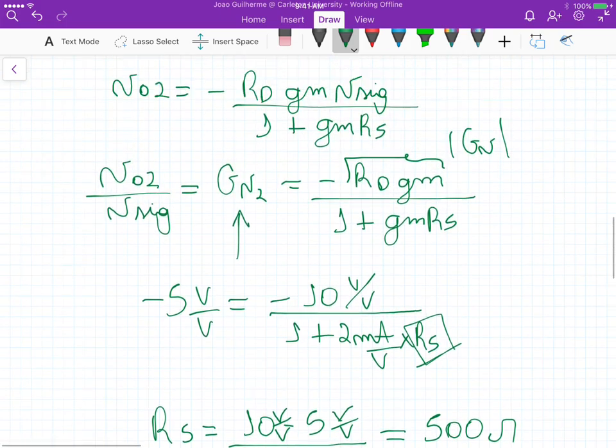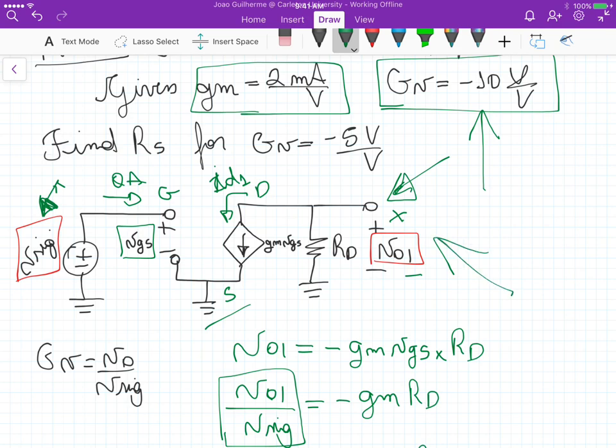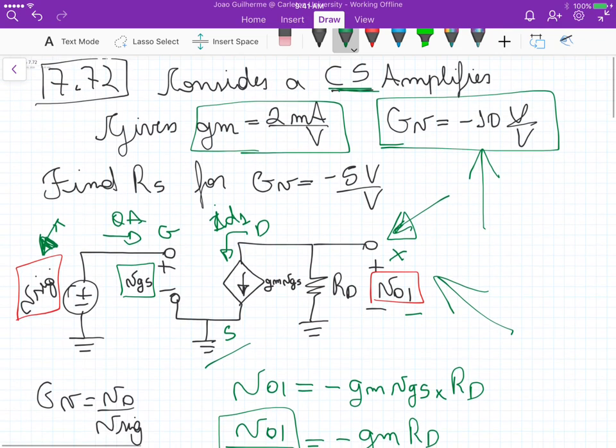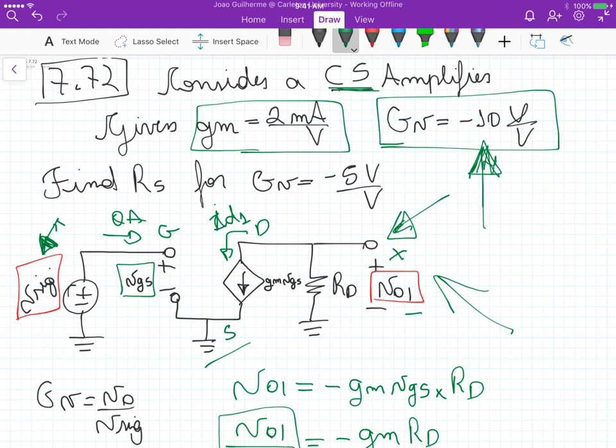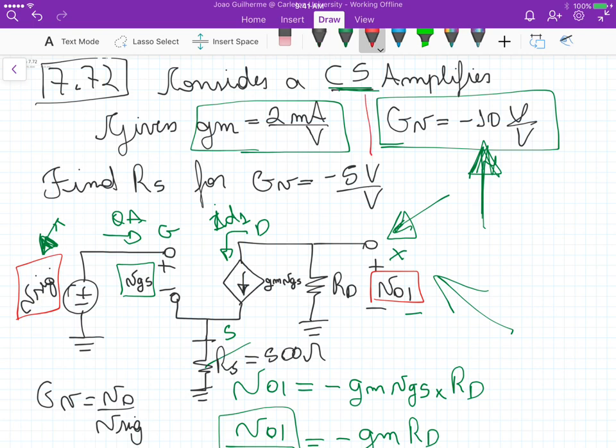So in summary, if we go to this circuit here, this amplifying circuit that has an overall voltage gain of minus 10, and we change this circuit by inserting a source resistance here that's equal to 500 ohms, this overall voltage gain of minus 10 volts per volt becomes this new overall voltage gain of minus 5 volt per volt.